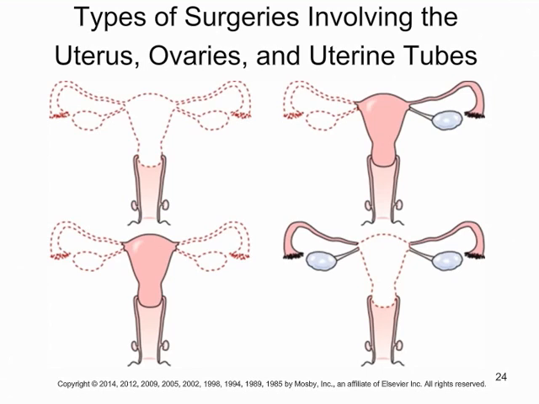When you look to the top right, you just have removal of one uterine tube and ovary. So that would be a salpingo-oophorectomy. And that would be considered unilateral. You could do a bilateral and have both of them removed, which is what you see on the bottom left. That is also a salpingo-oophorectomy, just a bilateral one. And the bottom right, the uterine tubes and ovaries are left intact, only the uterus is removed, so that's a hysterectomy.